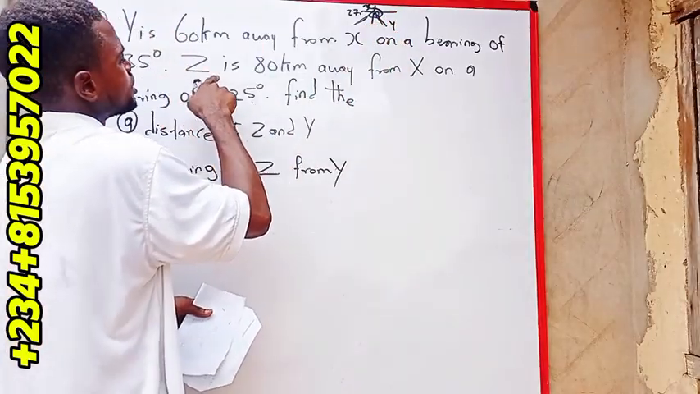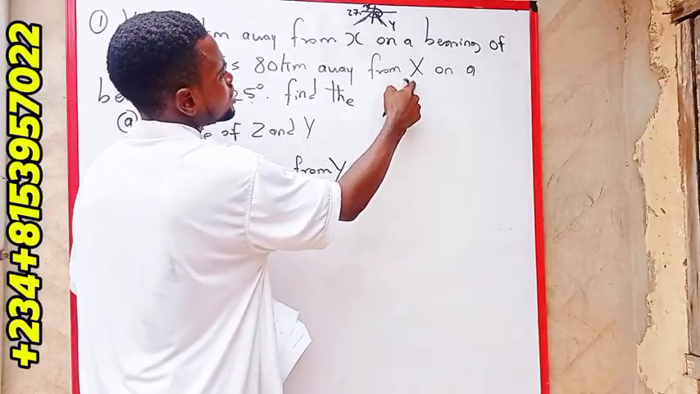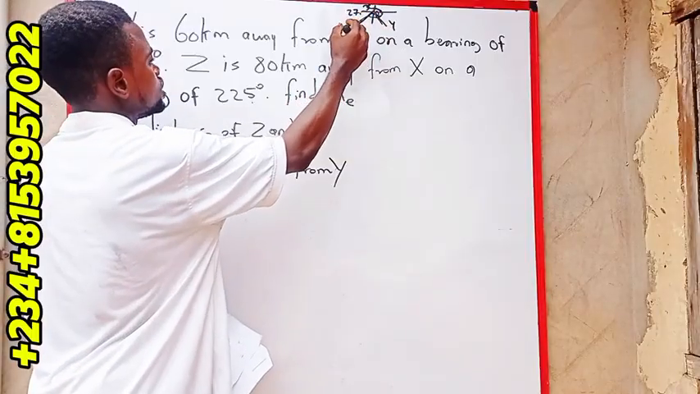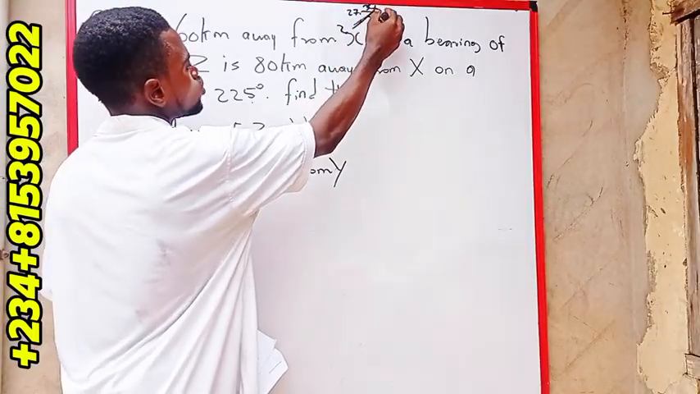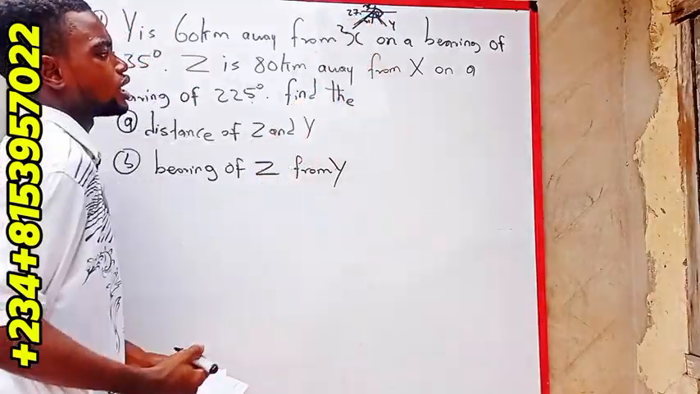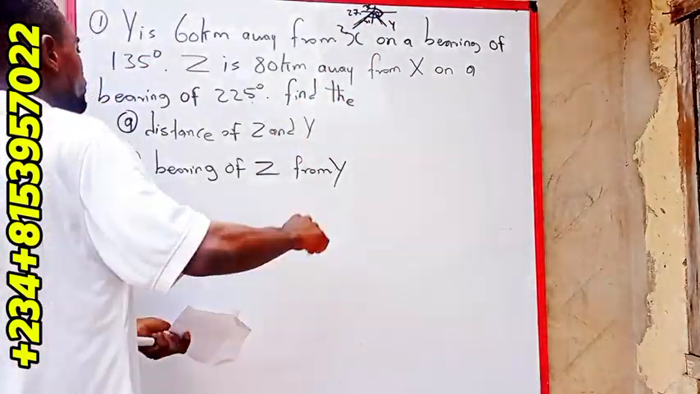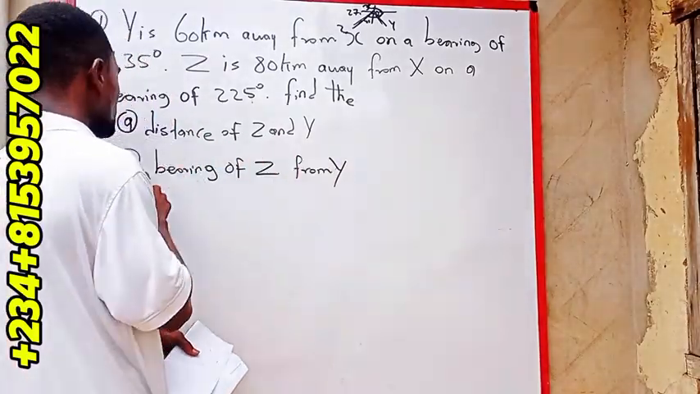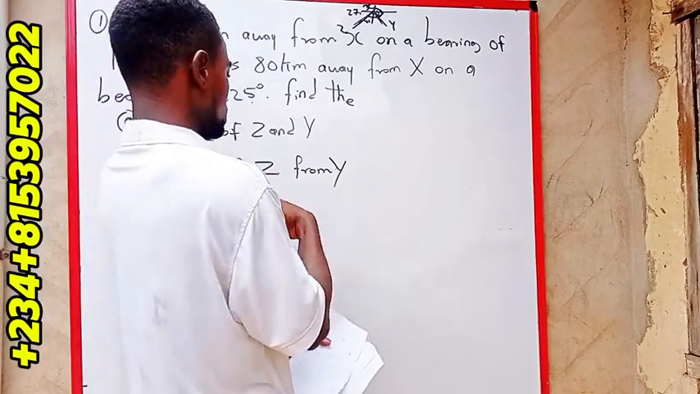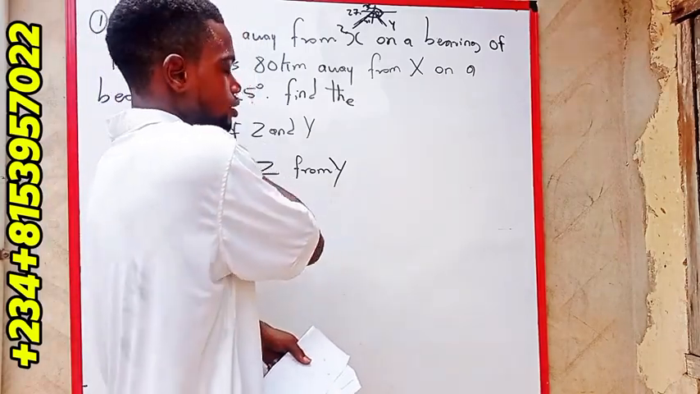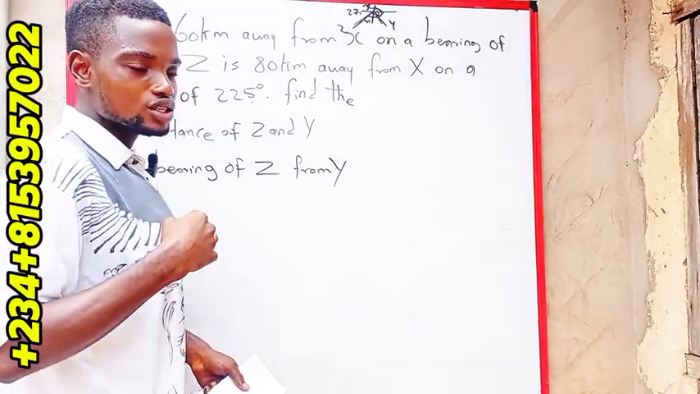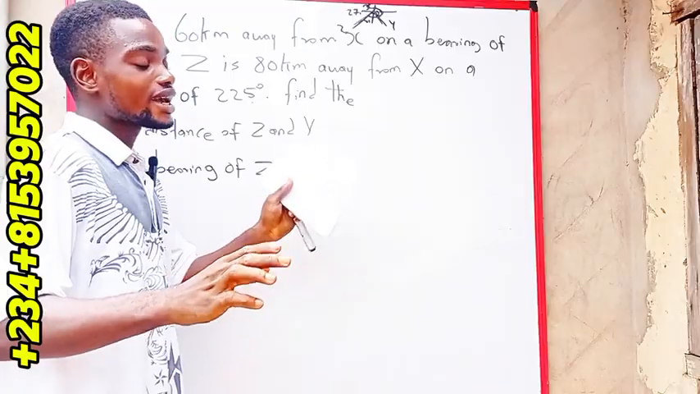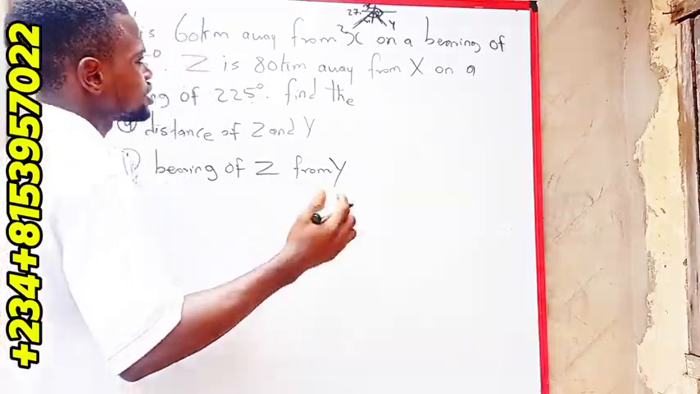Now, point Z is 80 kilometers away from S on a bearing of 225 degrees. So Z is going to be here. Hope you understood it. Find the distance of Z and Y, and the bearing of Z from Y. Now, before you answer this question, you should draw it. You must draw it. Your diagram has marks. Now let's start.